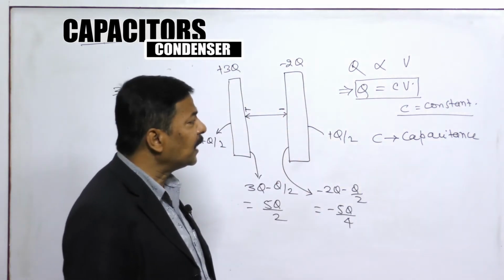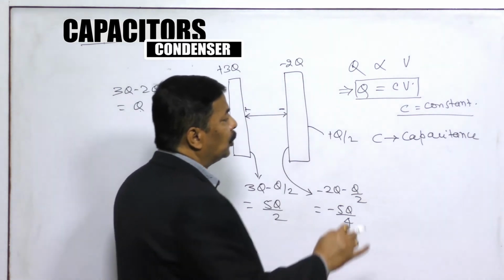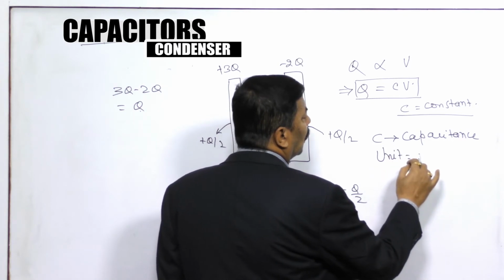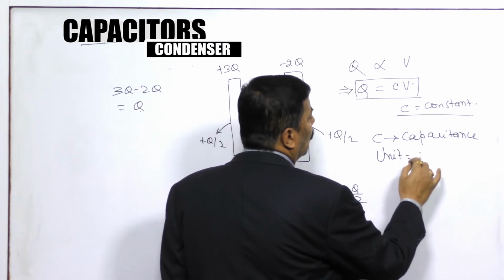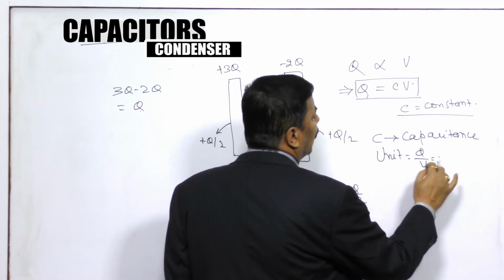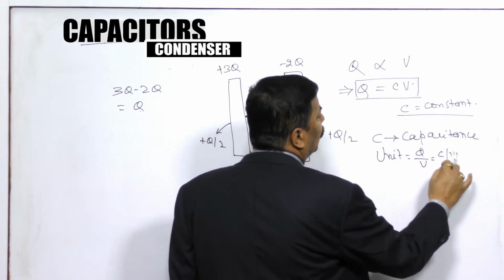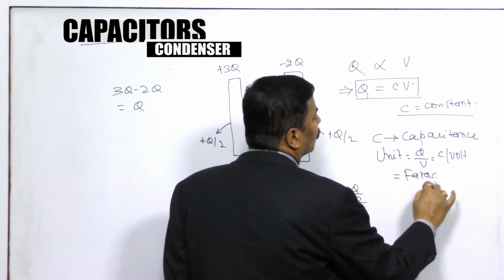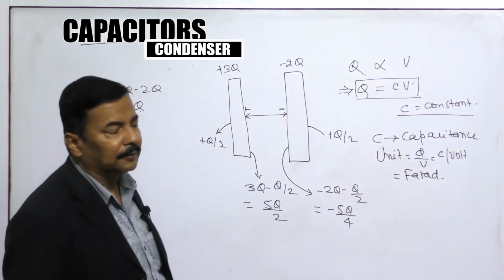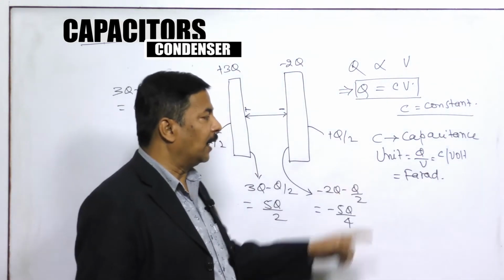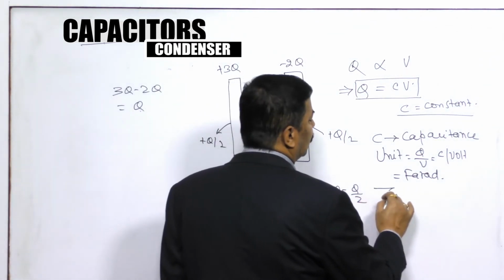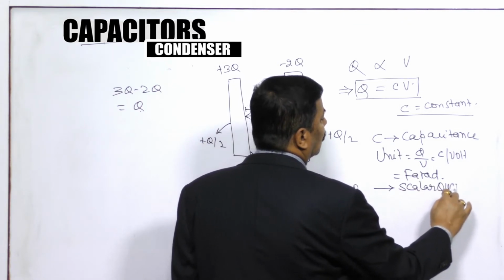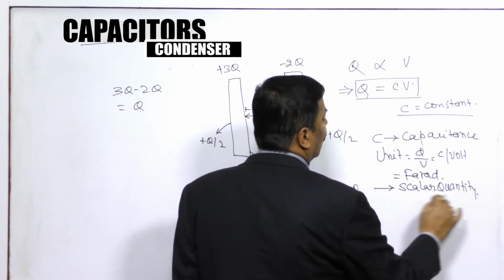Now when C is the capacitance, the unit should be Q by V, that is Coulomb per volt, and this is called your Farad. So the unit is Farad. Also it is a scalar quantity.